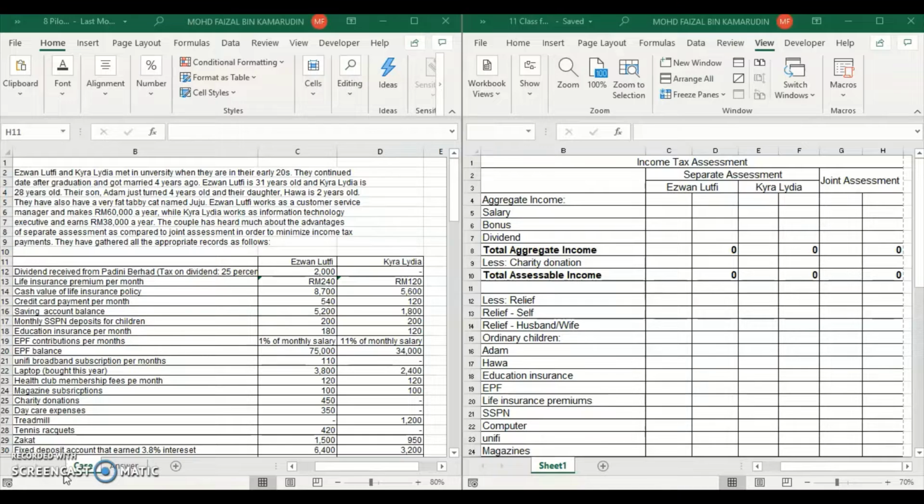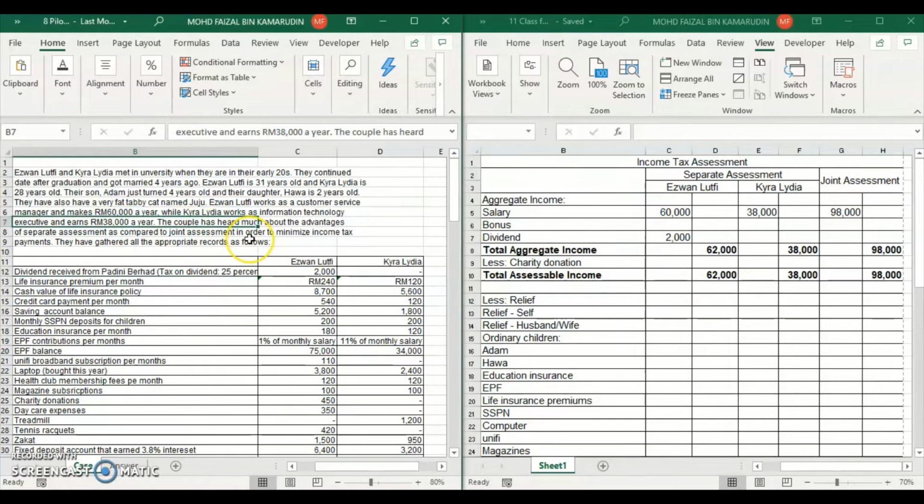MFK here. Today I will share with all of you how to go about the pilot case that was given earlier. I hope at this stage you have explored the question, or the pilot case. So basically we are dealing with S1 and Kyra Lydia, a married couple with two daughters. So this is their income. S1 draws about 60,000 per year, and Kyra is about 38,000 per year.